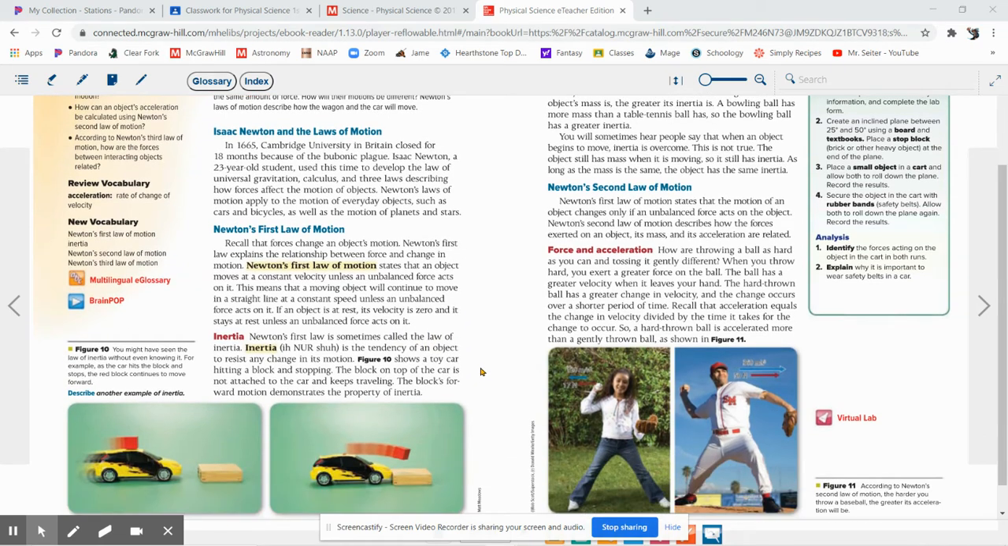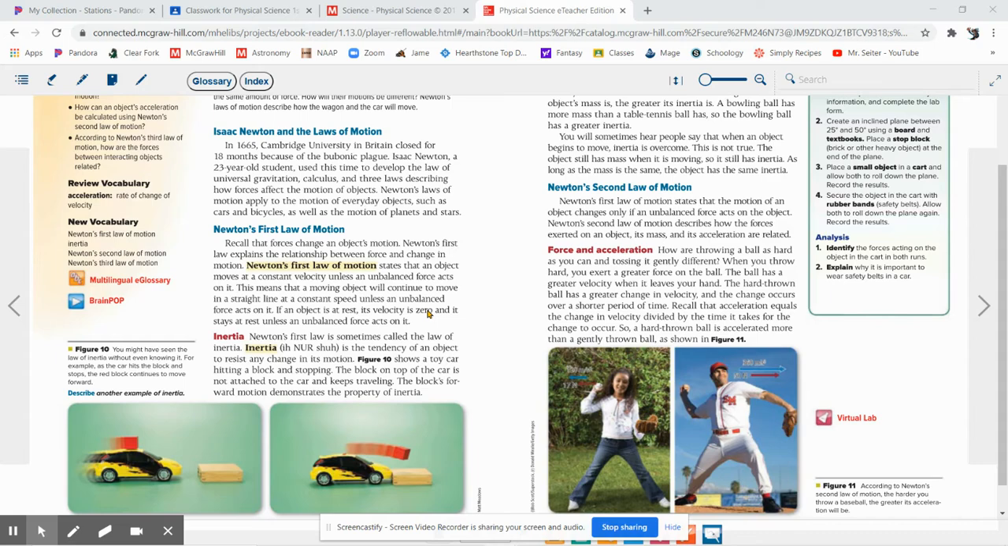All right. Newton's first law states that an object moves at constant velocity unless an unbalanced force acts on it. Basically, what's in motion stays in motion. What's at rest stays at rest. If it is in motion, it will move in a straight line. Remember that cannon experiment where they shot the cannonball and Newton said it should continue to go in a straight line unless a force acts on it.